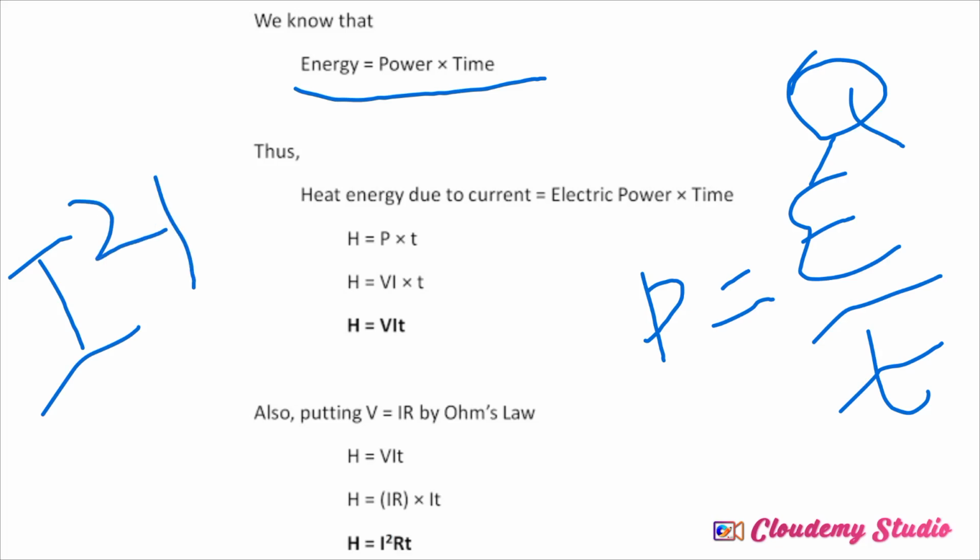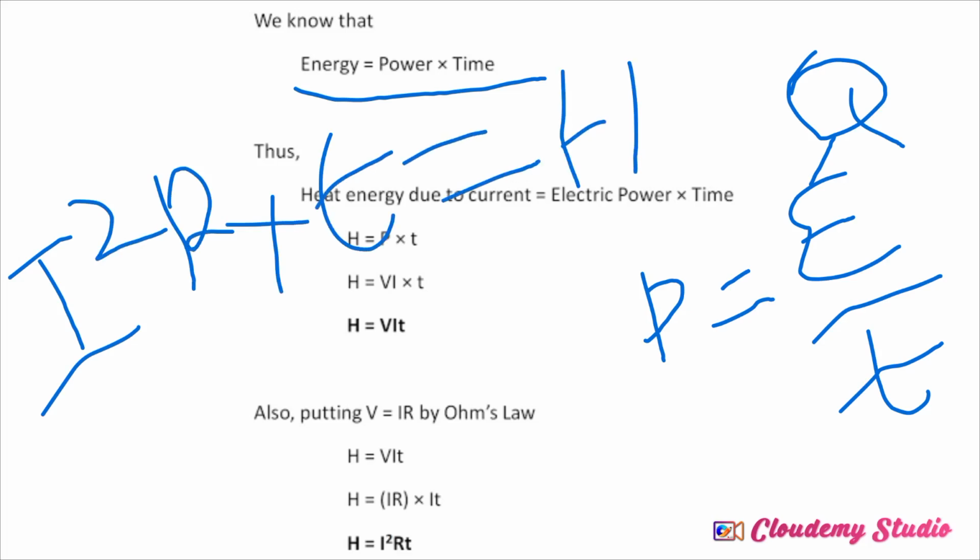I squared R is a formula for power in electricity, multiplied by time. So basically that will give you energy. They can just give you an electrical appliance and say that this particular electrical appliance was heated through blah blah blah, calculate the power. So it can come in any form.